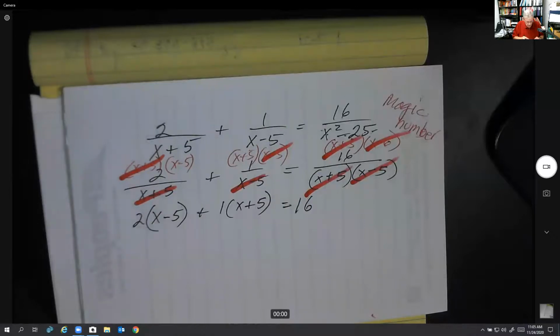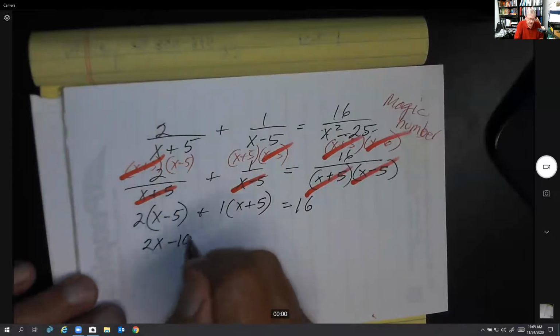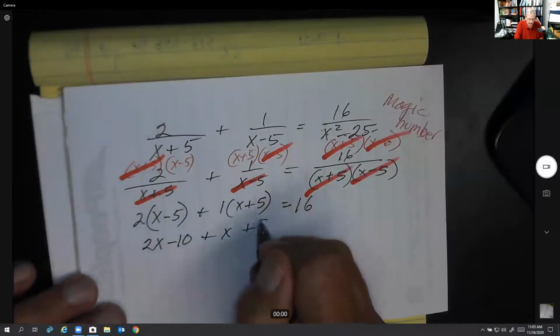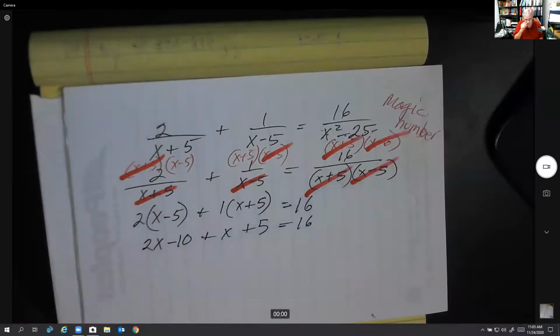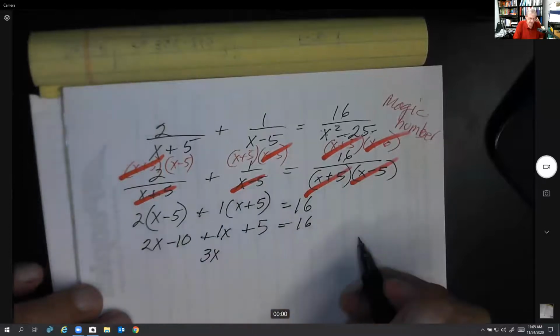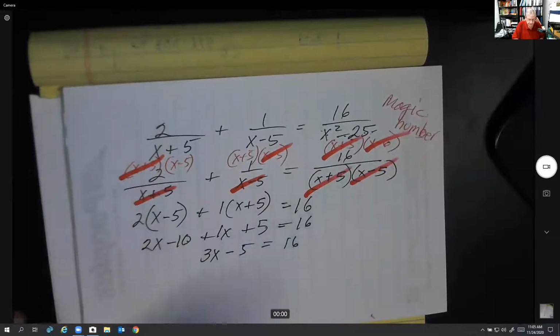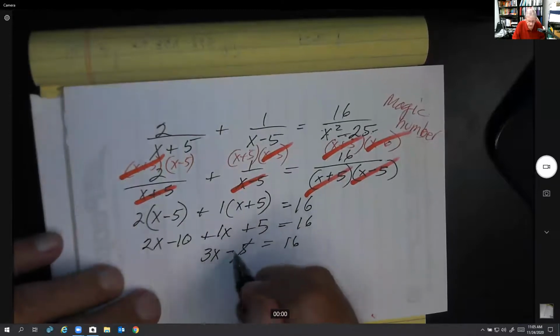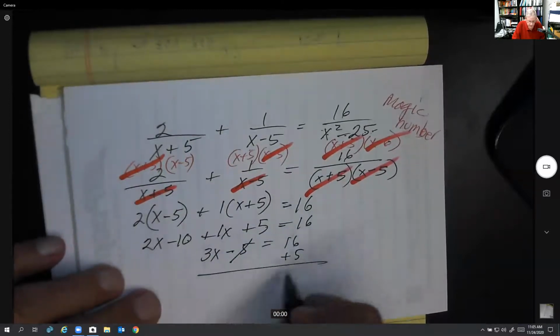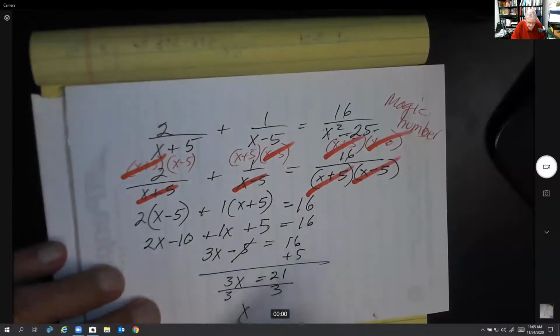All right. Looks like no quadratics in this one either. So we're going to distribute 2x minus 10 plus x plus 5 equals 16. Combine the like terms. 3x. Remember, that's a 1. Minus 10 plus 5 minus 5 equals 16. 5 goes over to the other side. Write your sign. Minus, now plus. 3x equals 21. Divide by 3. X is 7.